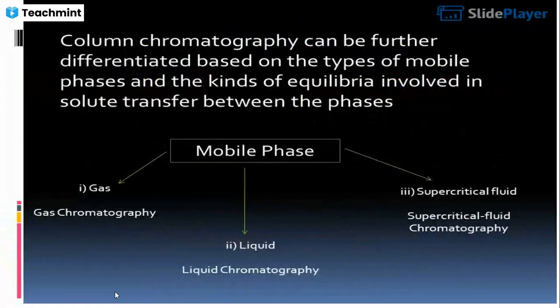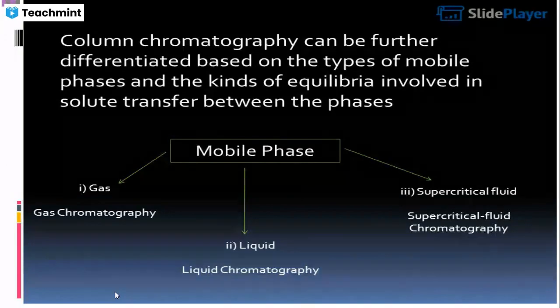Column chromatography can be further differentiated based on the types of mobile phases and the kinds of equilibria involved in solute transfer between the phases. Mobile phase: 1. Gas, gas chromatography. 2. Liquid, liquid chromatography. 3. Supercritical fluid, supercritical fluid chromatography. Types of chromatography on the basis of interaction of the analyte with the stationary phase.